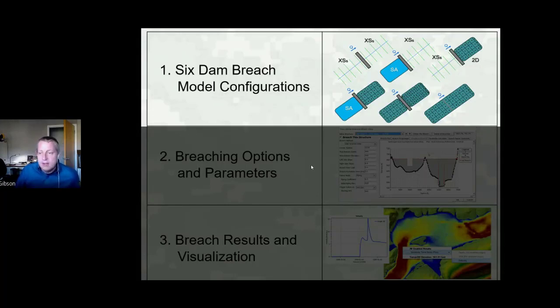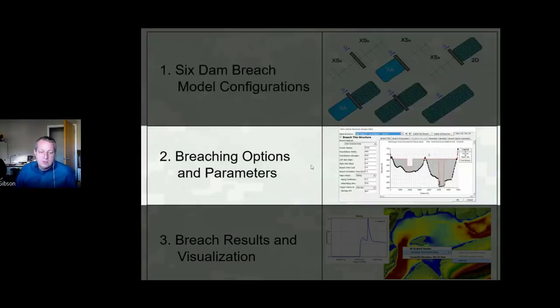Generally you want your accuracy downstream, and you want to save your runtime upstream. Okay, so next, the breaching options and parameters. In the dam safety class, we spend a lot more time on this because this is really where the hard choices are that you're going to have to make.